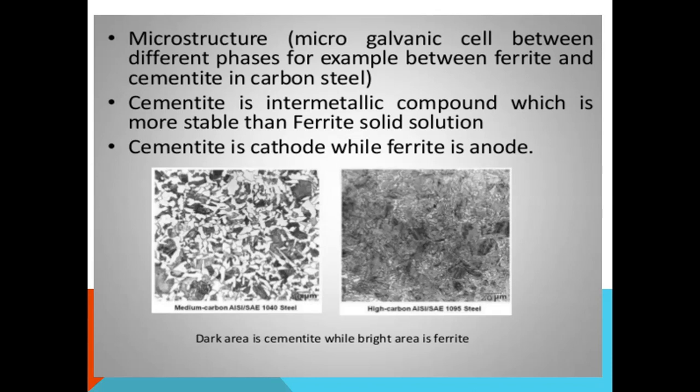The dark area is cementite while the bright area is ferrite. This is the microstructure for carbon steel: ferrite and cementite, Fe3C. Cementite is an intermetallic compound which is more stable than the ferrite solid solution. This leads to cementite being the cathode while ferrite is the anode: a microgalvanic cell.